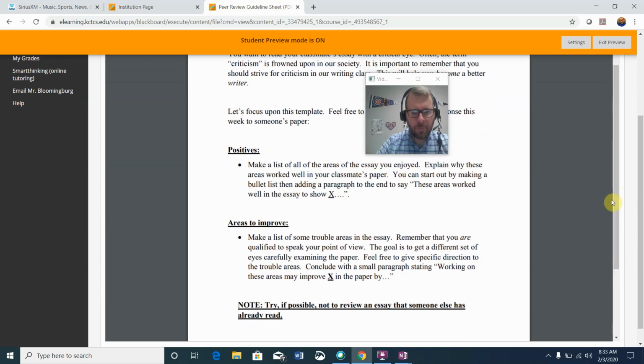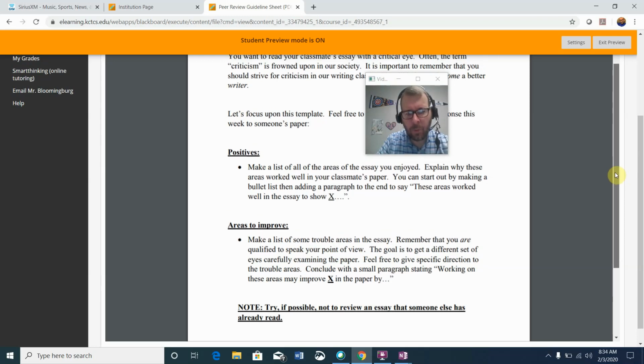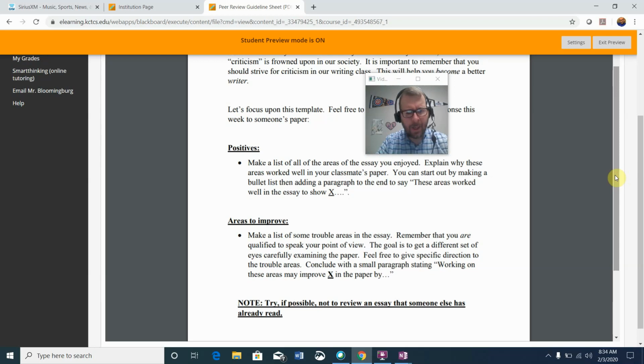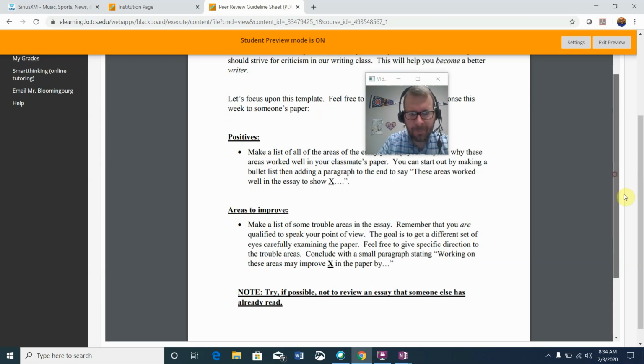First of all, make a list of all the positive areas of the essay you enjoyed. Explain why these areas worked well in your classmate's paper. You can start out by making a bullet list, then adding a paragraph to the end to say, these areas worked well in the essay, to show whatever it is that you're trying to let your classmate know is working well. And by the way, I do recommend that you put this on a Word document, not just put it directly in the discussion board, for reasons we'll talk about in just a moment.